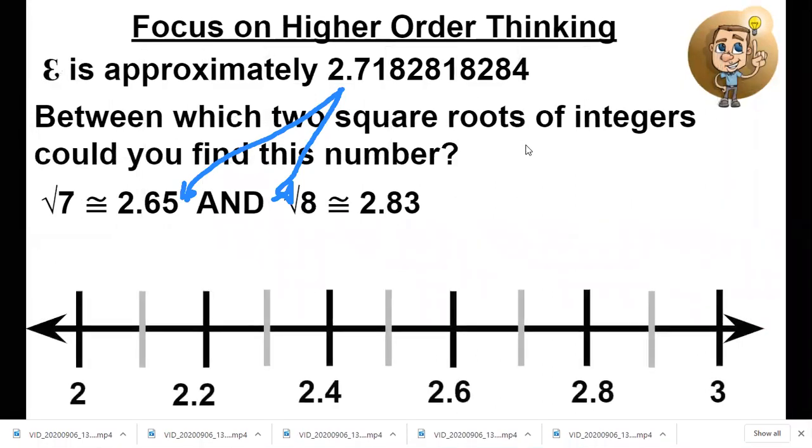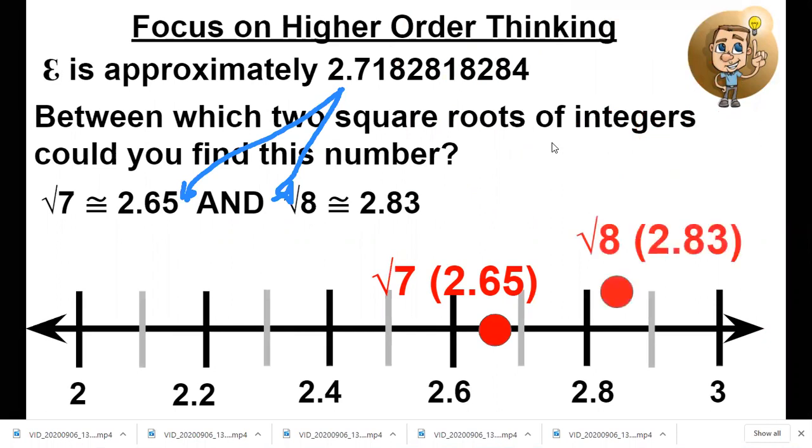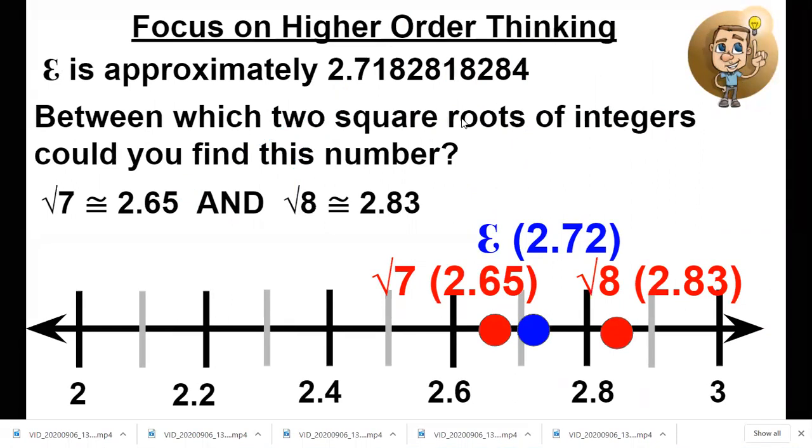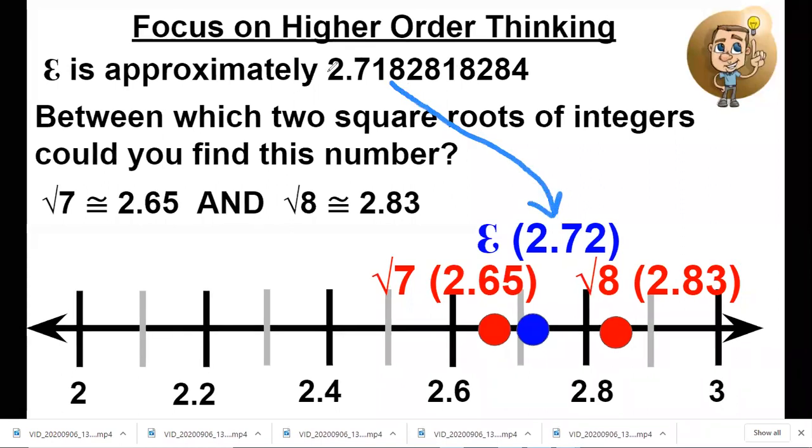So let's show how that works on the number line. There's square root of 7, 2.65. There's the square root of 8 at 2.83. And there is our e at 2.72. So we have a number on either side, a lower limit, and we have an upper limit. And then we can plug in this number right here in between, right? There we go.